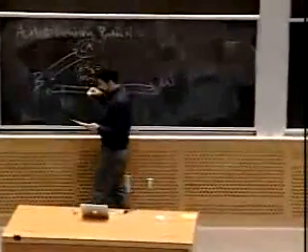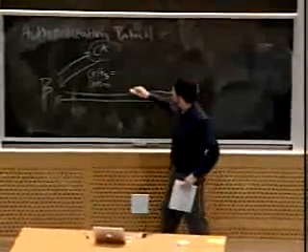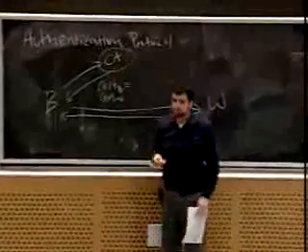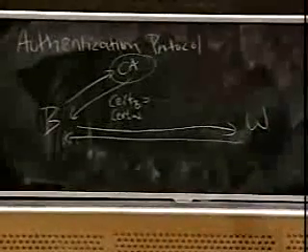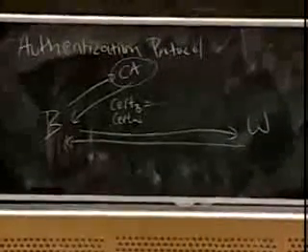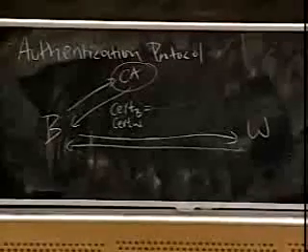So the question that I want to focus on is how B actually decides that the certificate authority is a certificate authority that it should trust. How does B initially establish the authenticity of the certificate authority?